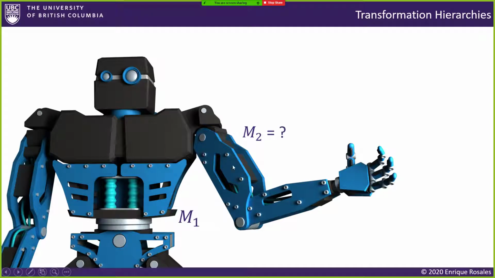So this section here, this part of the robot, needs a transformation matrix. This piece has some rotation and some translation with respect to its torso, with respect to its parent. So what does M2 look like? What do you think?